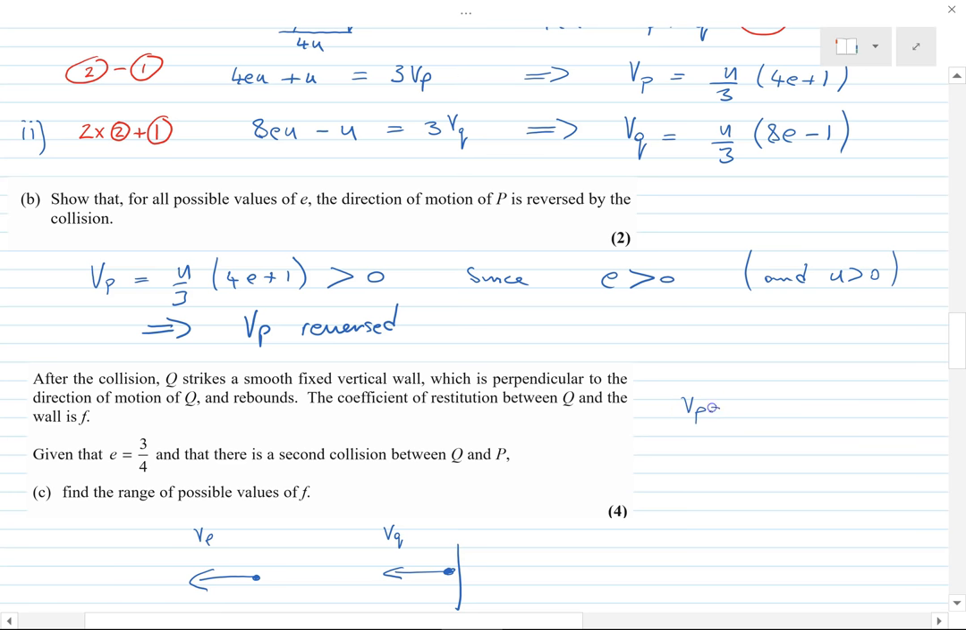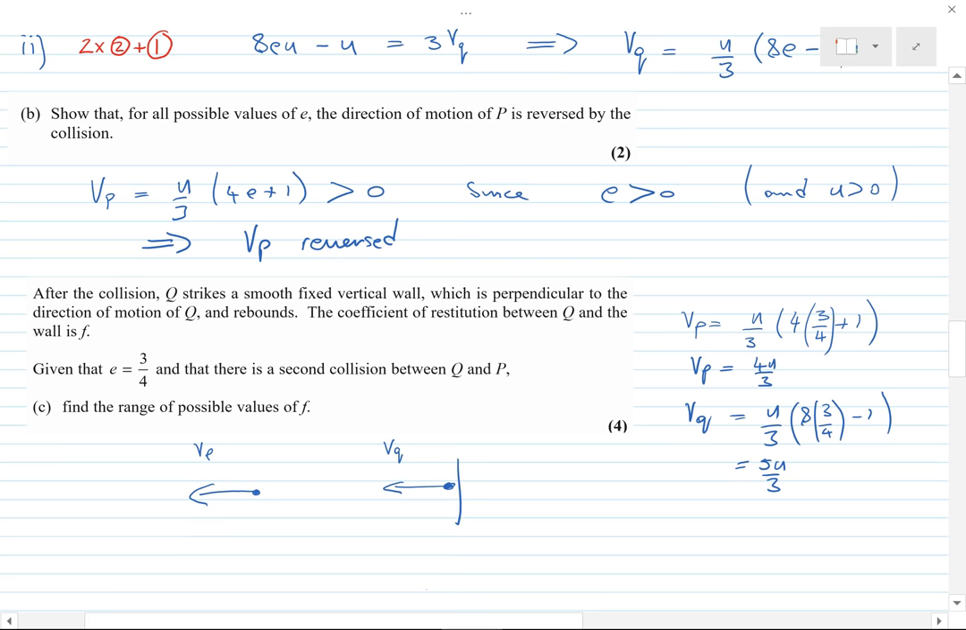So Vp is equal to u over 3 times (4 times 3/4 plus 1). 4 times 3/4 is equal to 3, plus 1 is 4, so Vp is equal to 4u over 3. Similarly, Vq is u over 3 times (8 times 3/4 minus 1). 8 times 3/4 is 6, take away 1 is 5, so that's 5u over 3. So work them out straight away. Do not work with expressions with e and f in when we're given e. That would be senseless, unfortunately, it's the kind of thing that students do.